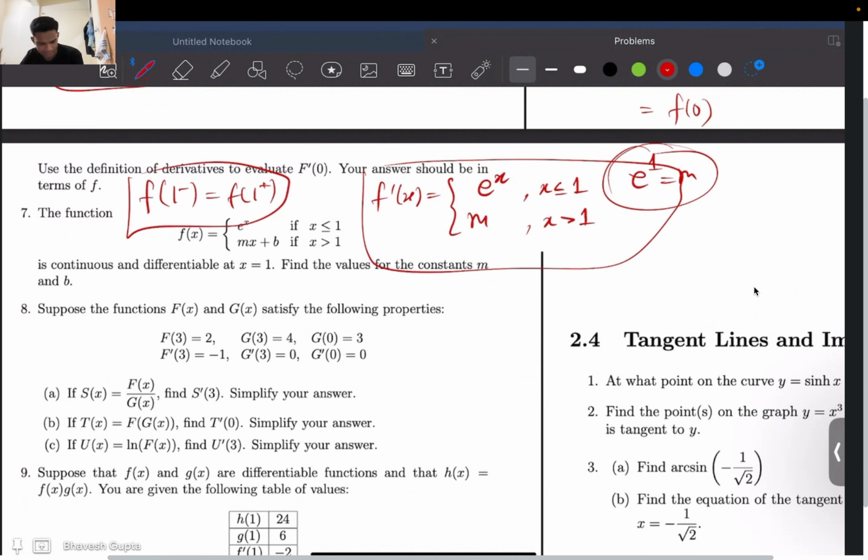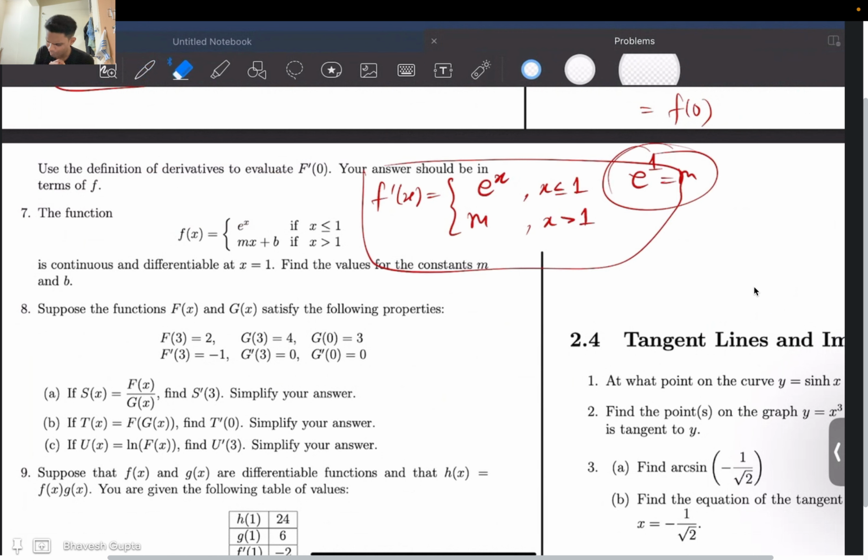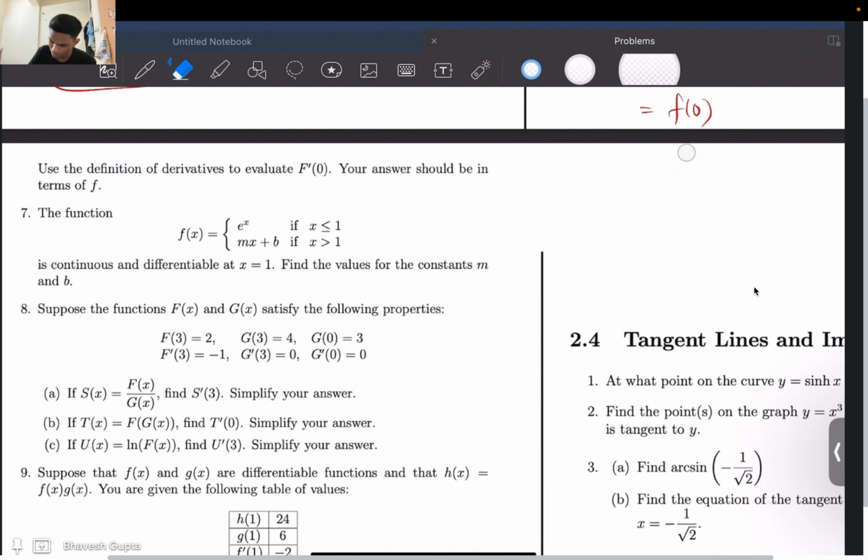I hope the answer is clear, right? Okay. From looking at this, I can say that the answer is b equal to 0. B equal to 0 will work because my m is e and I'm checking at x equal to 1. So b has to be 0, so that my function is a continuous smooth line at x equal to 1. So let me write down the answer. Over here my m is e and b is 0.